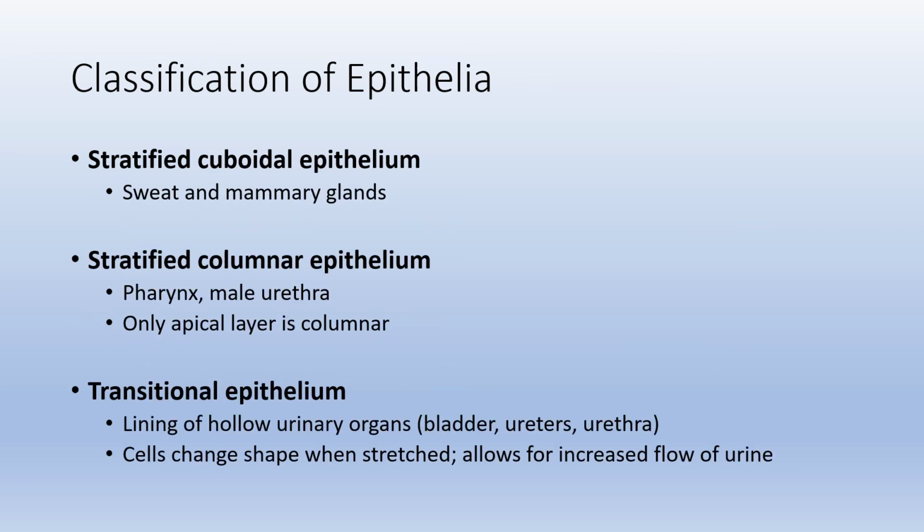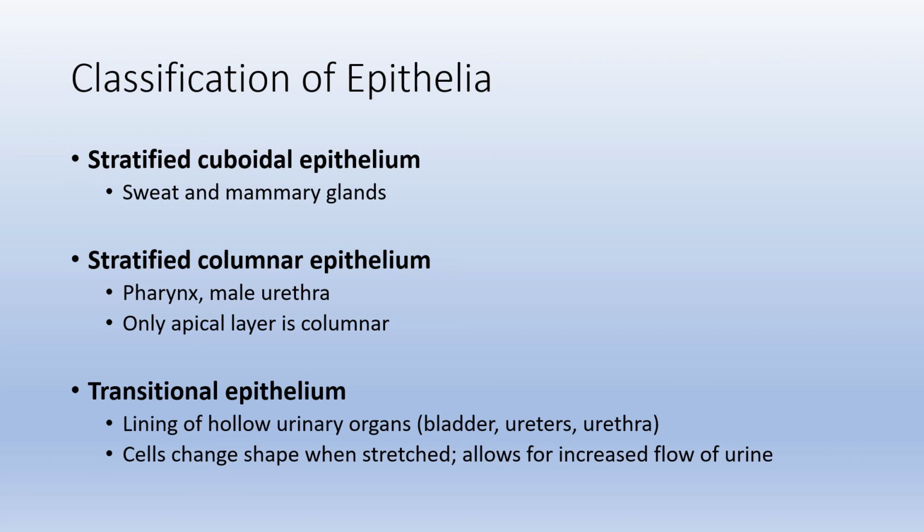Next, we have stratified cuboidal epithelium. The first two listed on this slide aren't as important as the ones that we have previously discussed, but we will find stratified cuboidal epithelium in areas like sweat glands as well as in the mammary glands. Stratified columnar epithelium, so many layers of cells with the apical layer having columnar shaped cells. This type is often found in the pharynx, so the back of your throat or the back of your nasal cavity, as well as in the male urethra. And again, only the apical layer exhibits that cell shape.